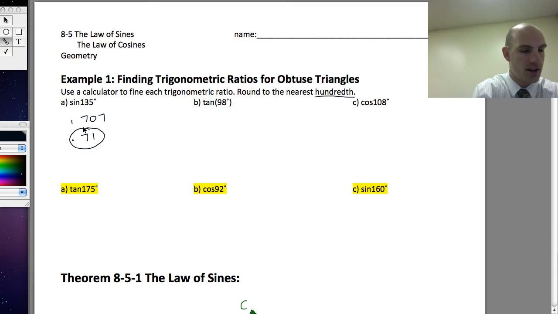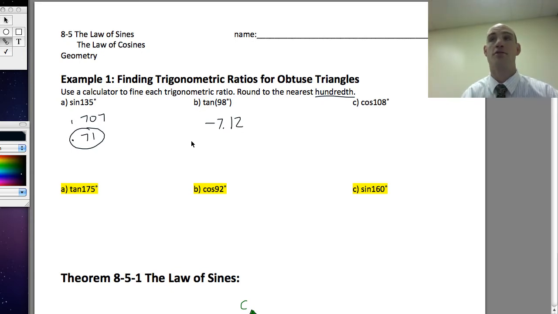So when I do tangent of 98, I get minus 7.12. So that's an acceptable answer because remember we know that the tangent is going to give us something kind of bigger normally. And cosine of 108, you get negative 0.31.